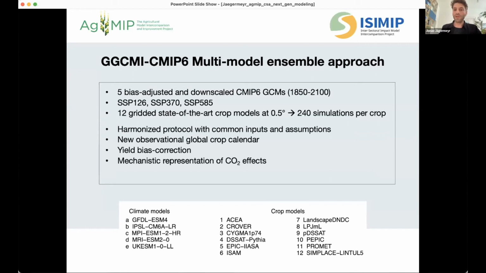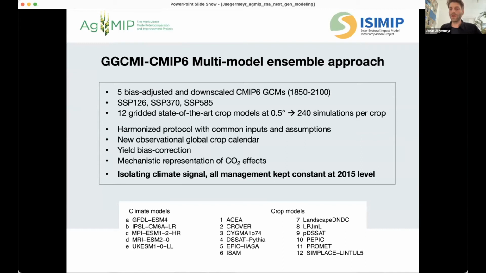For this work, we created a new observational crop calendar. We're now doing yield bias corrections by default, so we're not averaging yield estimates from various models, because different baseline yield levels will lead to a bias. So we're doing a bias correction to compare the models, and obviously we have mechanistic CO2 responses. Importantly, this work is isolating the climate signal, so all management is kept constant for now for these long-term outlooks.